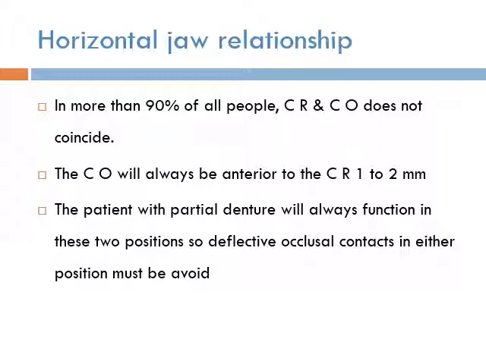Centric occlusion will always be anterior to the centric relation by 1 to 2 mm. The patient with partial denture will always function in these two positions. So deflective occlusal contact in either position must be avoided.